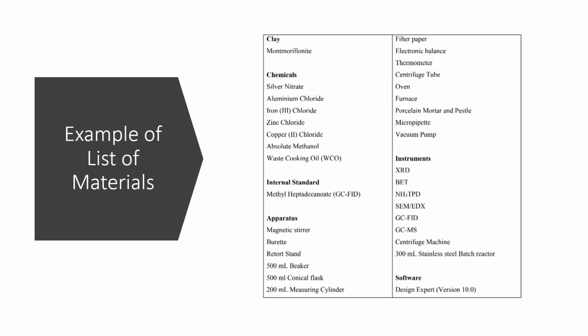Okay, next, this is an example of list of materials. Apa yang you perlukan? You need chemicals. What type of chemicals? You need standard. What type of standard you need? You need the apparatus. What type of apparatus you need? You need the instrument. What type of instrument you need? You need the software. So what type of software you need?